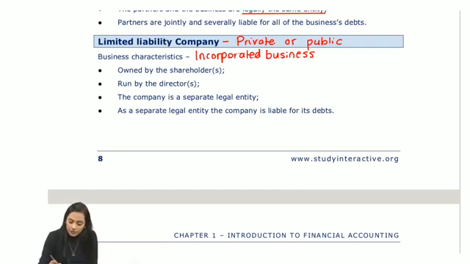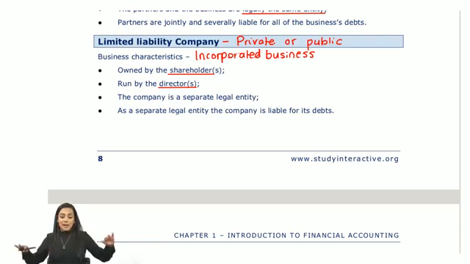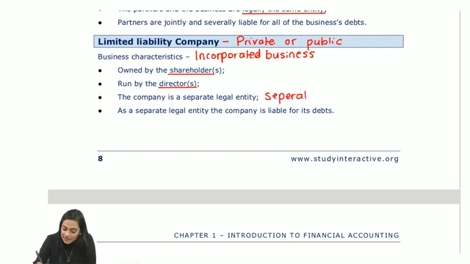The owners of the company are known as shareholders. And the shareholders have limited liability. The shareholders are the owners, but they appoint directors to help run the business on their behalf. So it's run by directors. And in the eyes of the law, the shareholders and the company are separate. This is known as the separate entity concept.